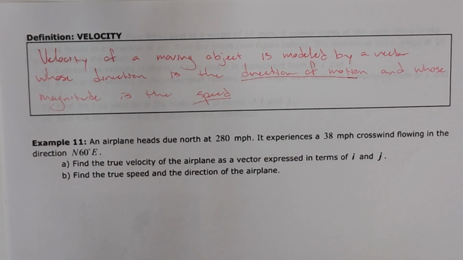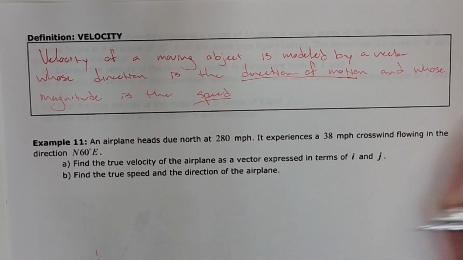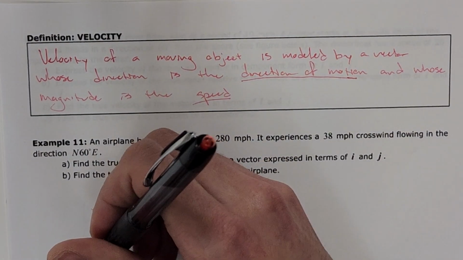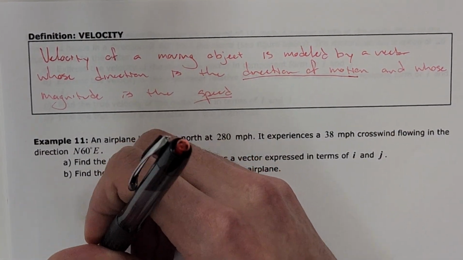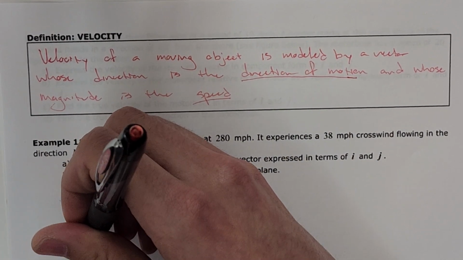An airplane heads due north at 280 miles per hour. It experiences a 38-mile-an-hour crosswind flowing in the direction 60 degrees east of north. So we're going to start by drawing the airplane vector. I'm going to draw my bearing, north, south, east, and west. And I know that it's going due north at 280 miles per hour, so I'm going to draw that due north and label that 280 miles per hour.